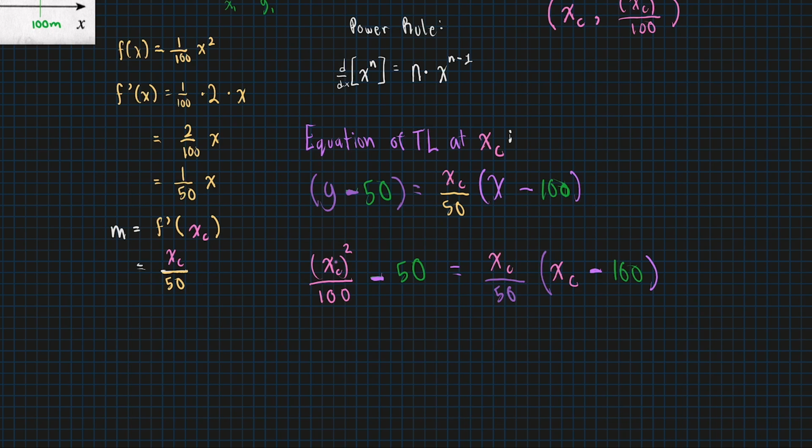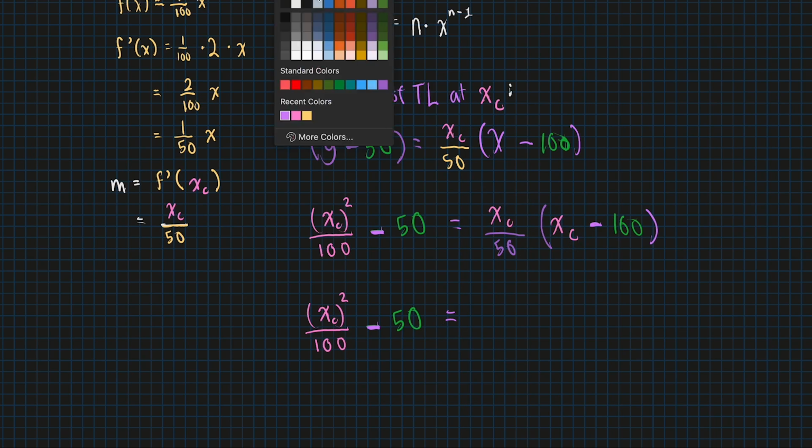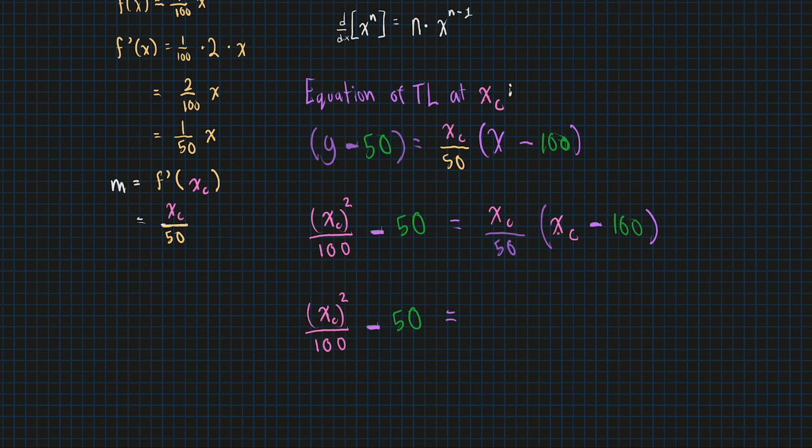So how do we solve a quadratic? Well, to solve a quadratic, you always want to bring all the terms to one side and then factor it. So let's do that. Before factoring it, we'll have to distribute this x sub c over 50. So let's do that first. Let me copy and paste our left side. So our left side is the same. And if I distribute this x sub c over 50, I get x sub c squared over 50 for our first term, because we're multiplying the numerators here. This is just x sub c over 1. So I've got x sub c squared over 50.